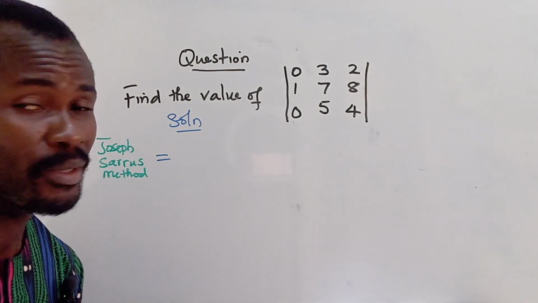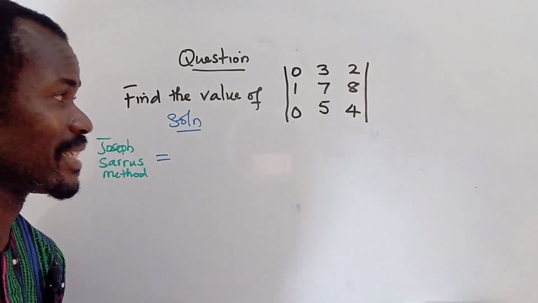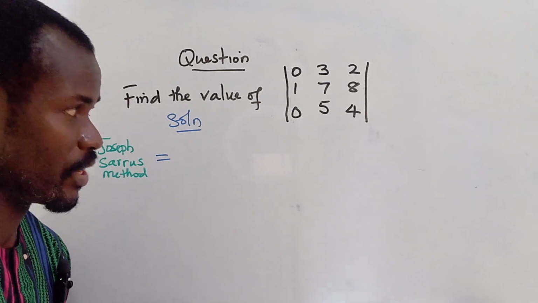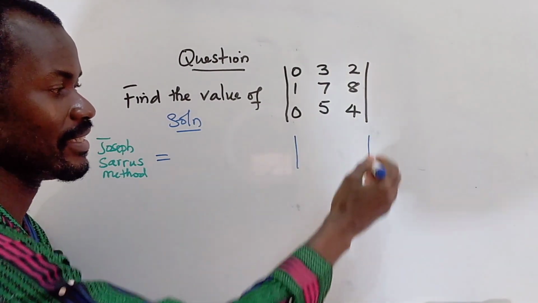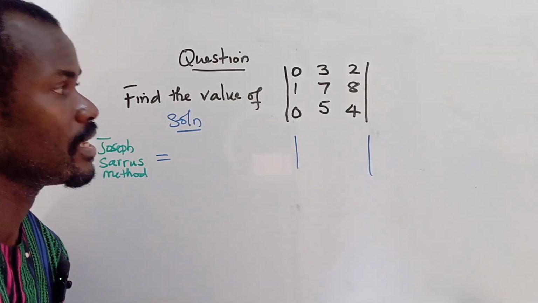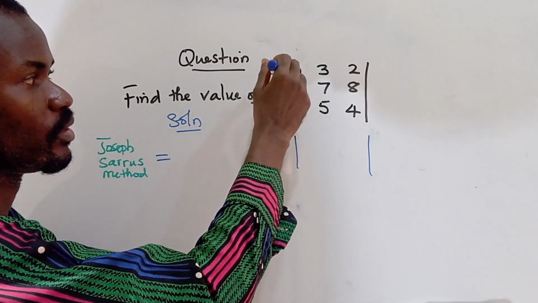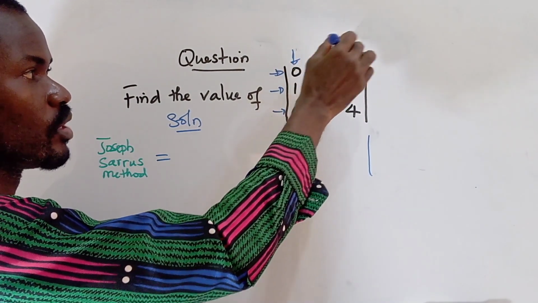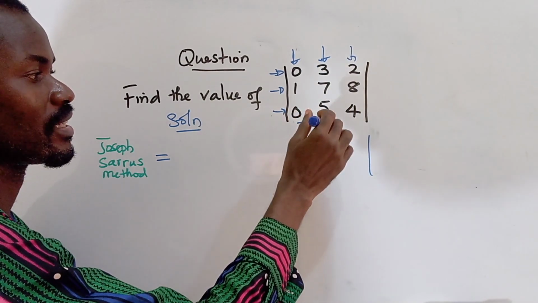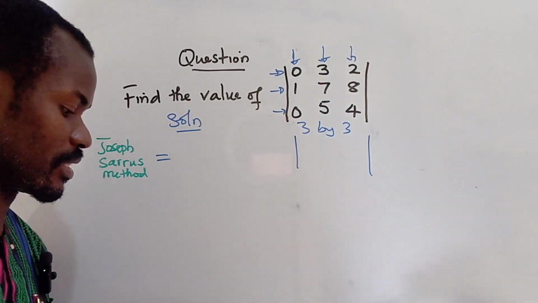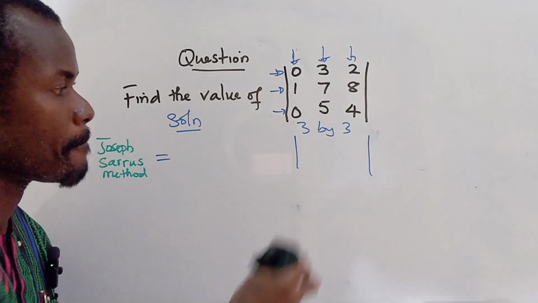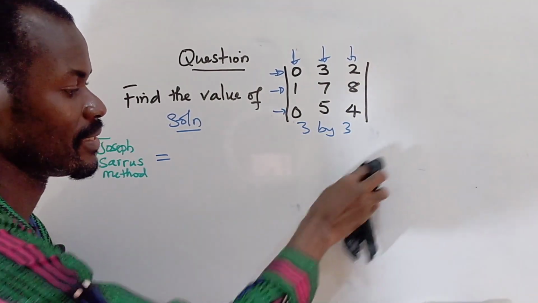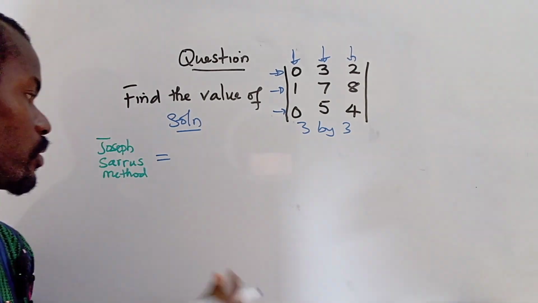Alright, so today we have a problem on the board. Find the determinant of this matrix. Whenever you see straight lines like this, it means determinant. And what matrix is this? We have 3 rows and 3 columns, so this is a 3 by 3 matrix.